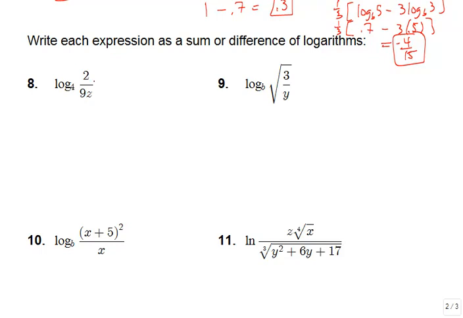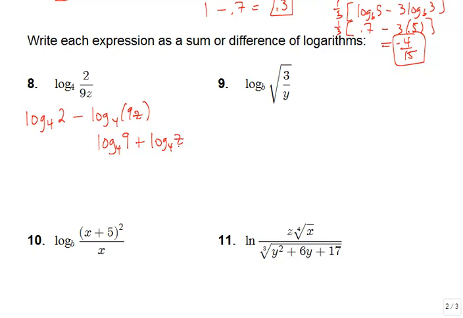So if you take a look at this first example, I see a quotient, and we know that we can break up a quotient by changing it to subtraction. So this is going to become log base 4 of the top, which is the 2, minus log base 4 of the bottom, which is that 9z. Now you could stop here, but you could also realize that 9z is really a product of 9 times z. So that product can be broken down into a sum. So this becomes log base 4 of just the 9 plus log base 4 of just the z.